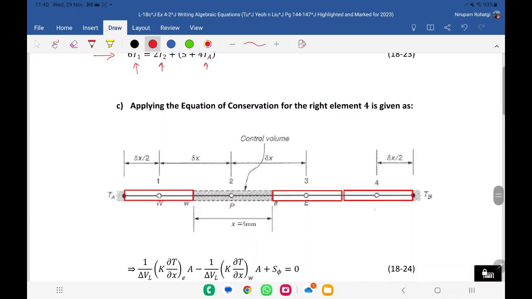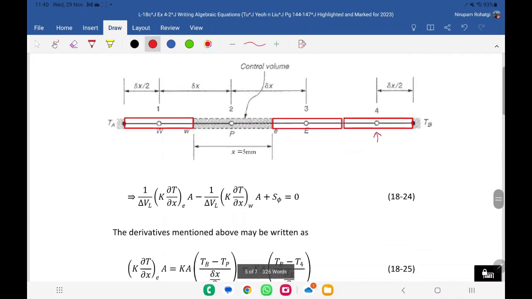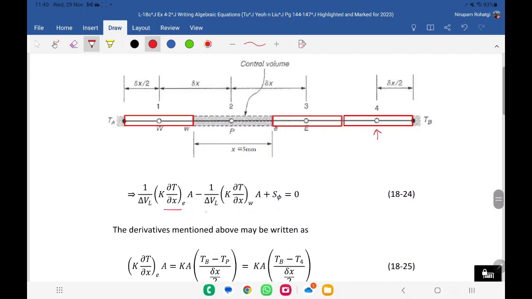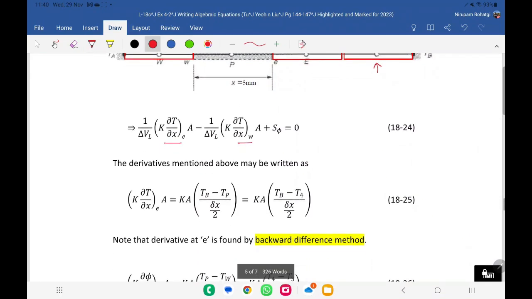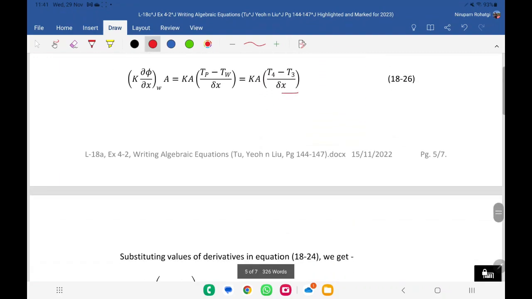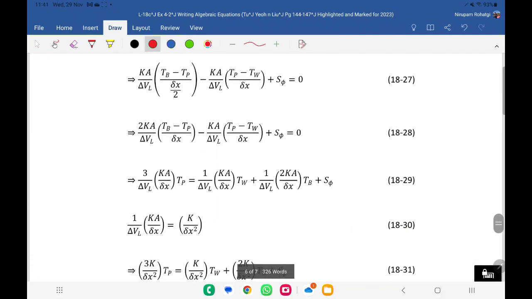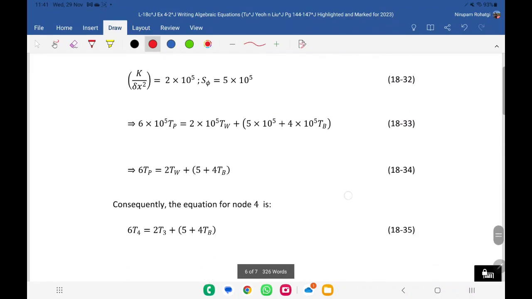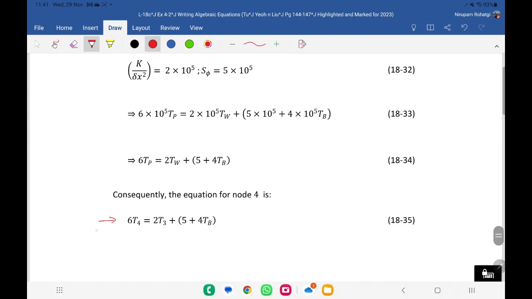Now point 4 is this, and again you write two derivatives here, right? On the east side, the derivative will be backward difference, Tb minus Tp by this. On the west side, it will be central difference. Okay, and you combine the two. Okay, these are just conversions, and you get the equation like this.